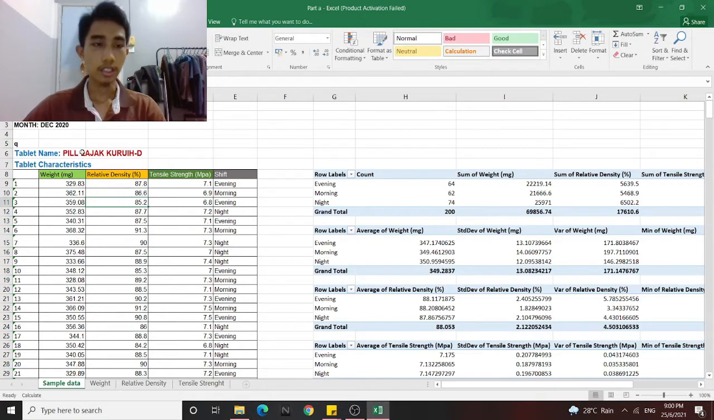Here is the table of Pil-Lajak Kuruhidi. The table contains 200 samples of weight, relative density, tensile strength and shift. Shift is divided into 3, which is evening, morning and night.